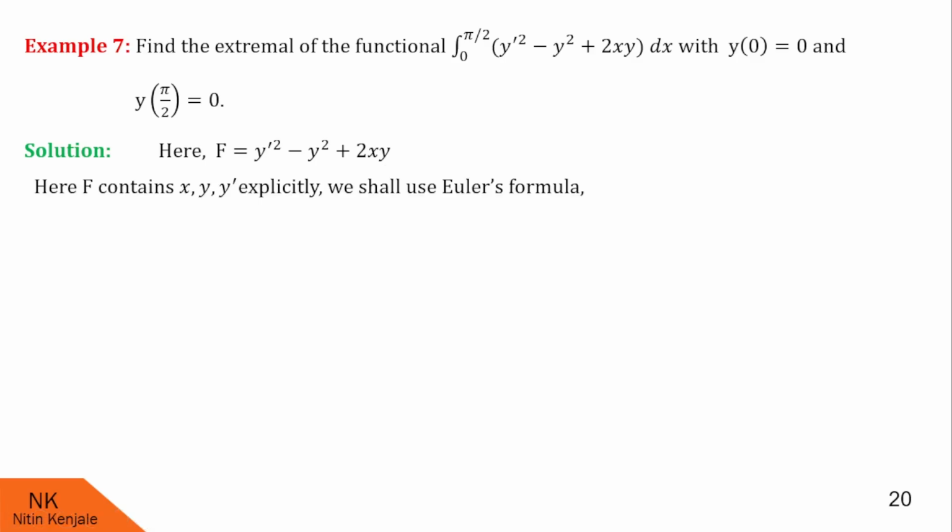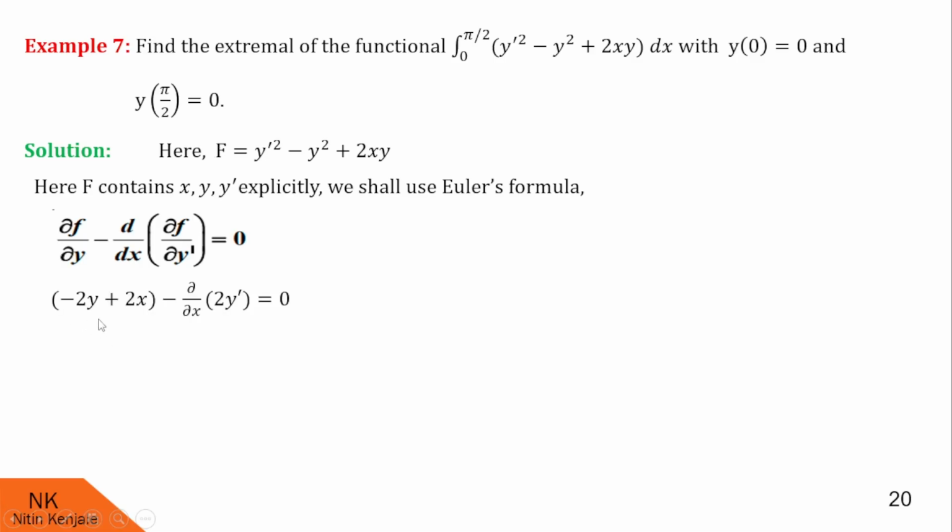Since f consists of x, y and y dash explicitly, we shall use Euler's formula given by ∂f/∂y minus d/dx of ∂f/∂y dash is equal to 0. Substituting this small f, this has to be small f, over here and here, we get minus 2y plus 2x minus ∂/∂x of 2y dash is equal to 0.